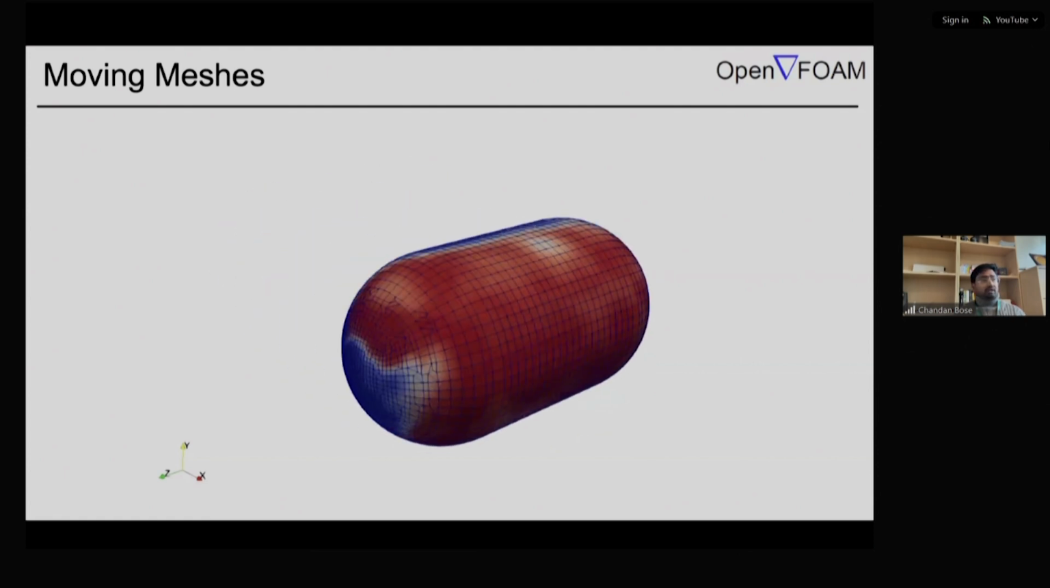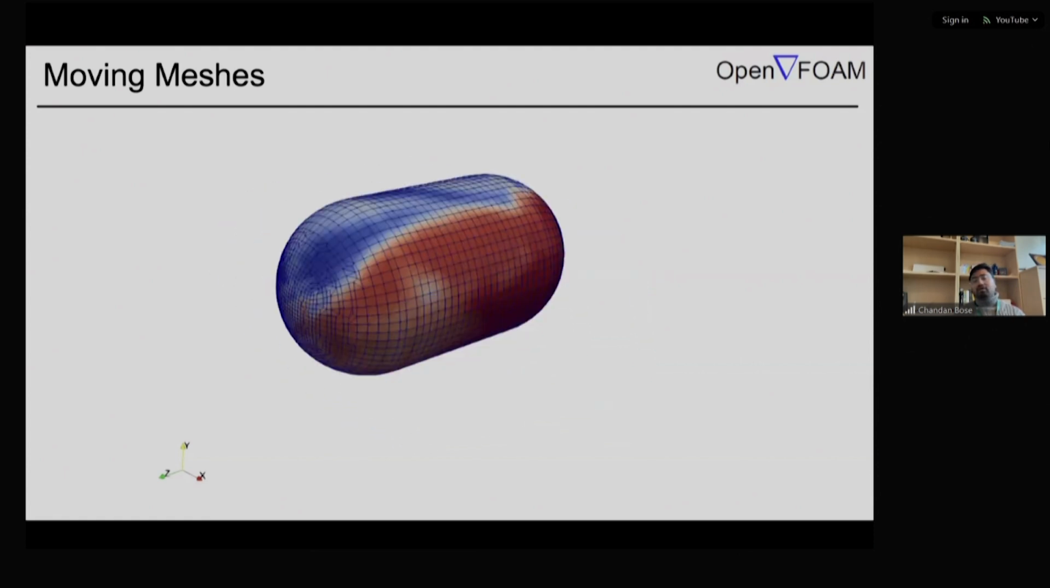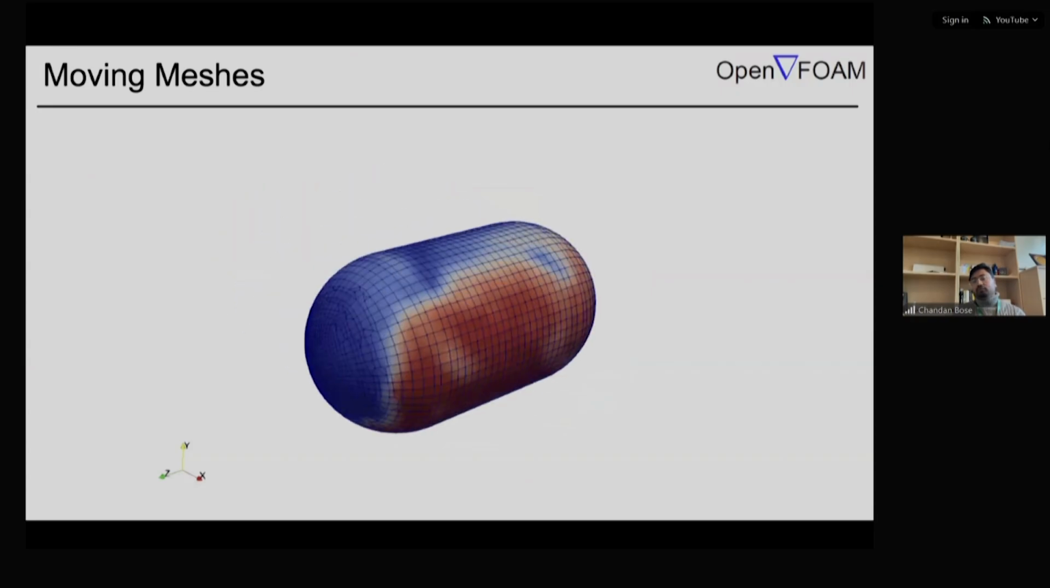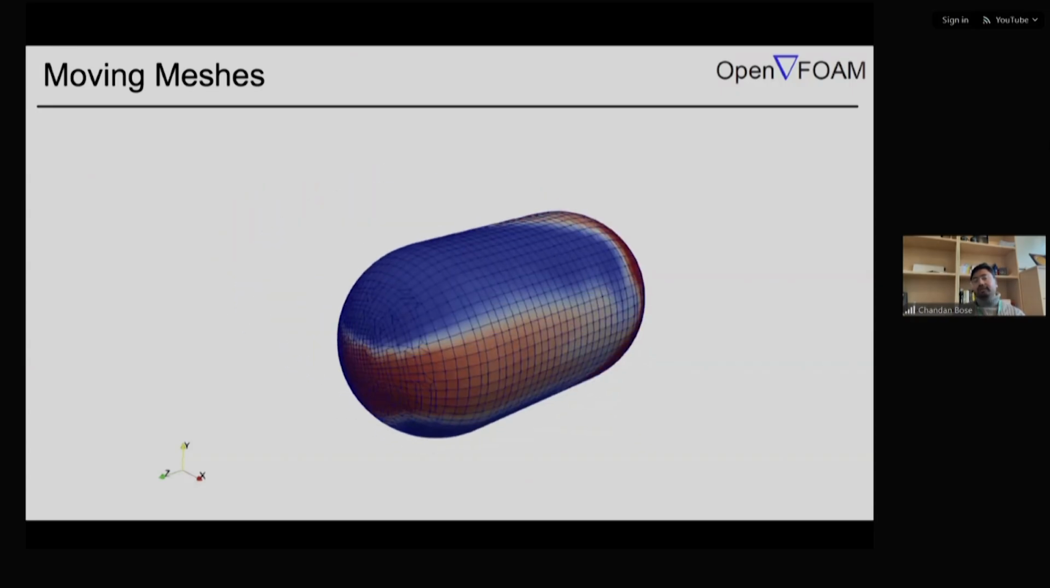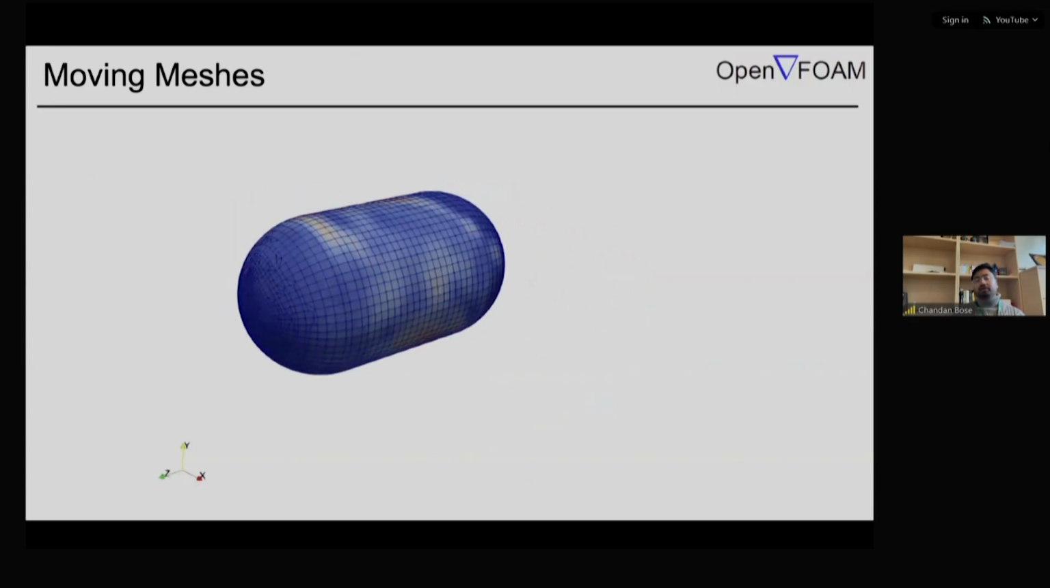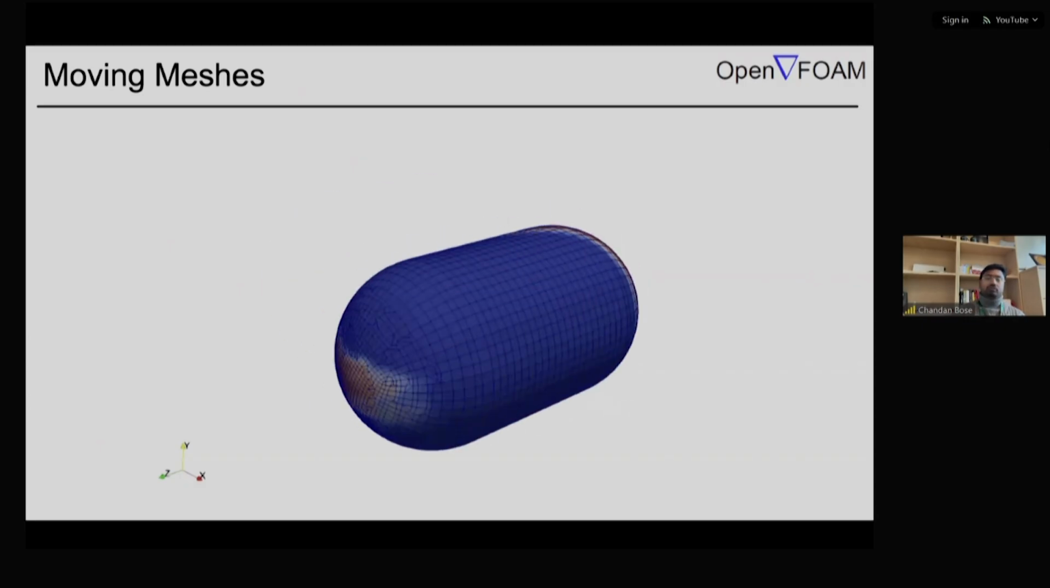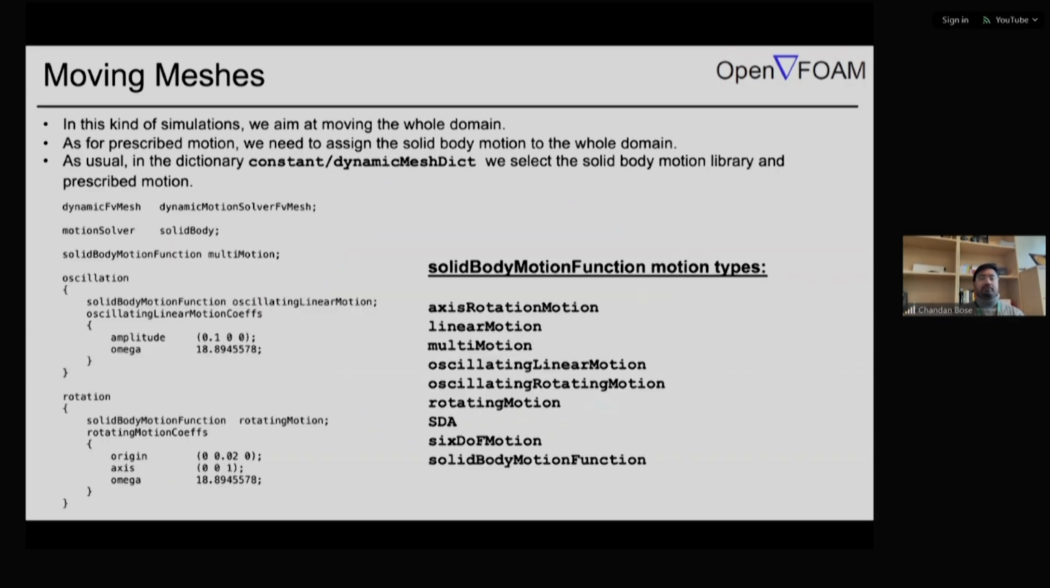So here, instead of moving a particular mesh region within the computational domain, we can actually use rigid body motion to move the whole domain. The library for that is called the dynamic motion solver mesh, and the motion solver is the solid body. Within the solid body, we can use axis rotation motion, linear motion, multi-motion, rotating mesh motion, ship dynamics, 6 degree of freedom, etc.